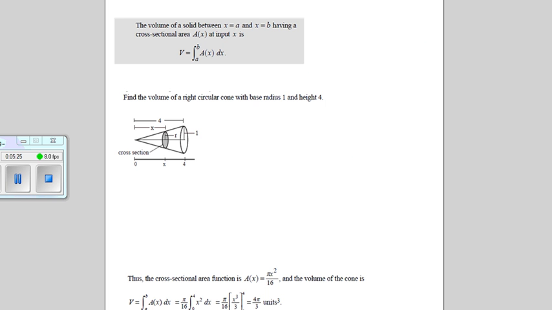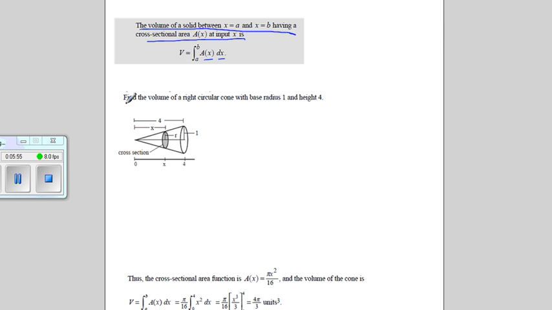Okay, well, let's see that in practice. So the idea, in general, is that the volume of a solid between x equals A and x equals B that has some set cross-sectional area is just the area times dx. So area times dx will give us a little bit of volume from A to B. So that's going to add up all of the slices of volume.